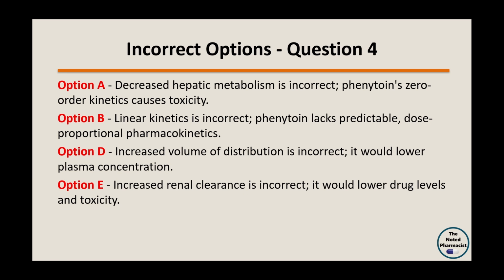Option B, which says linear dose proportional kinetics, is incorrect because phenytoin does not exhibit linear pharmacokinetics. If it did, dose increases would predictably raise blood levels, reducing the risk of toxicity. Option D, which says increased volume of distribution, is incorrect because an increase in distribution volume typically reduces, rather than increases, plasma concentration. Option E, which says increased renal clearance, is incorrect because increased renal clearance would likely lower, rather than raise, the drug level and reduce the risk of toxicity.